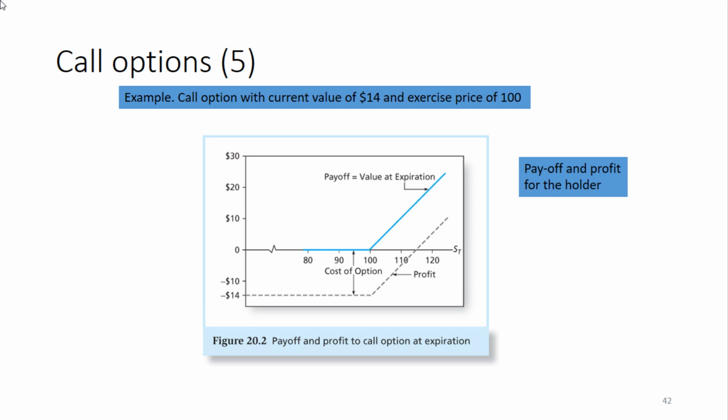Only at an underlying share price of 114 is there the break-even point for the holder of the option, with zero profit. So you see that it's not at the exercise price of 100 that the holder of the option starts making a profit, but further away. It's 114, because he also needs to make up for the original premium that he had to pay.